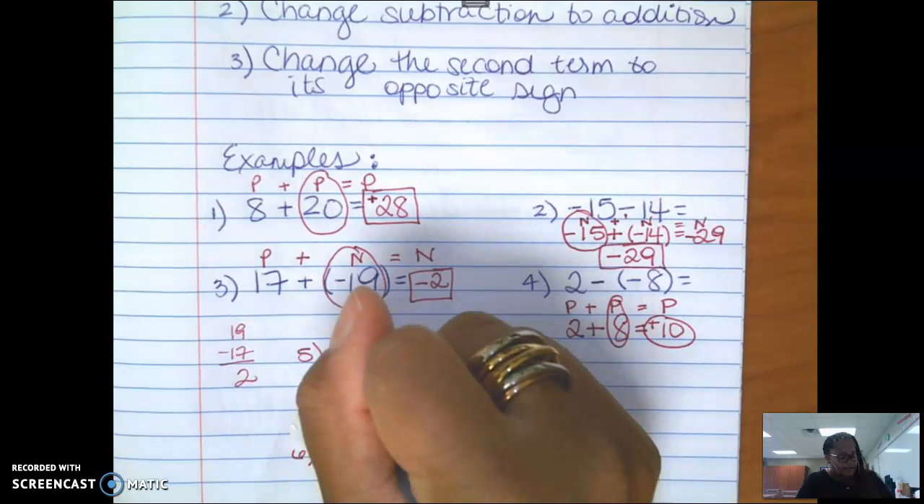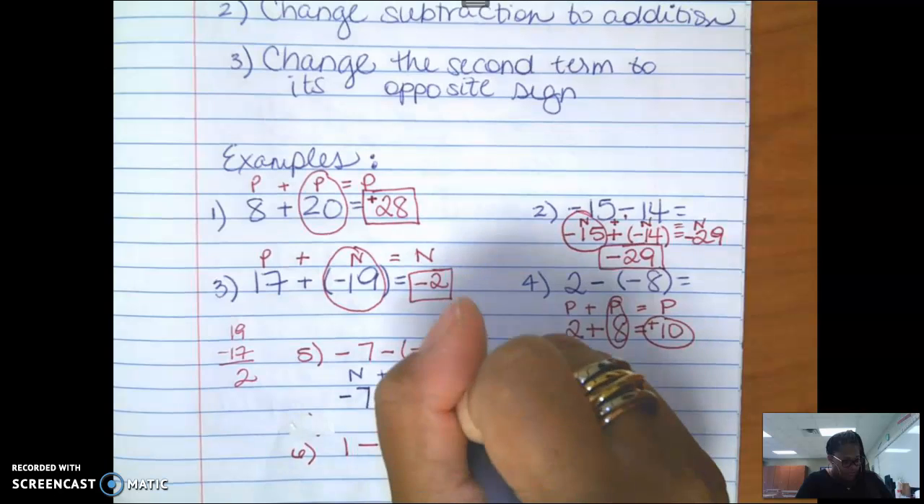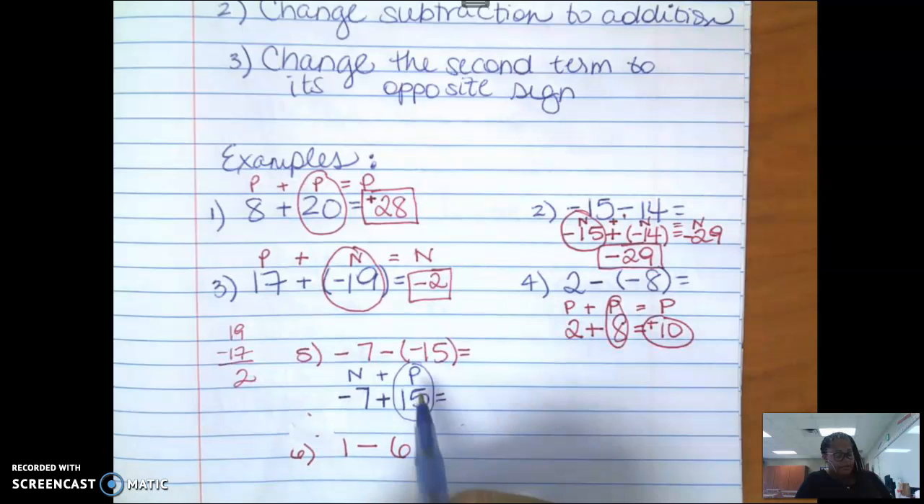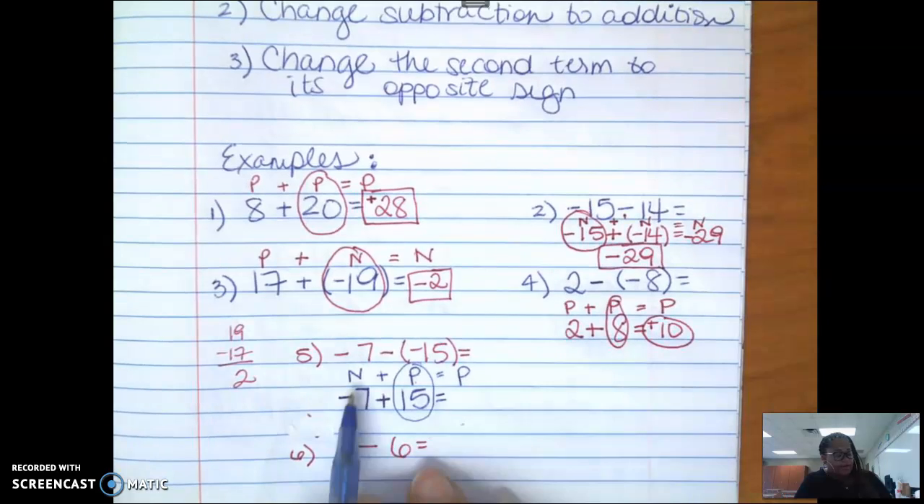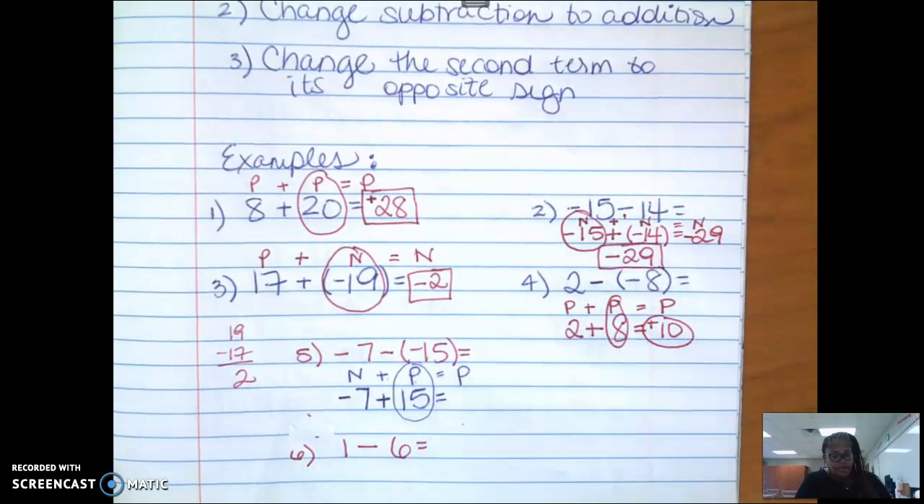This is negative plus a positive. And then I'm going to circle the one with the greater absolute value, which is 15. That's the bigger number here. And then I'm going to equal a positive number because this one's greater. Equals a positive.